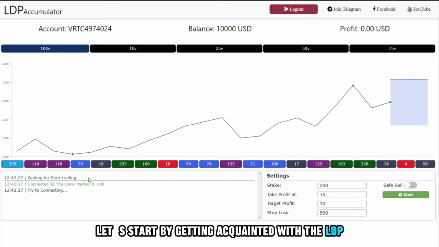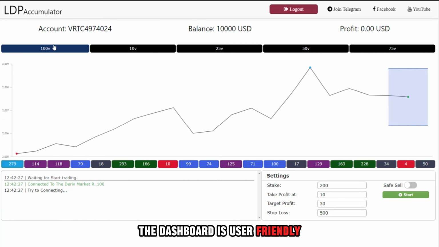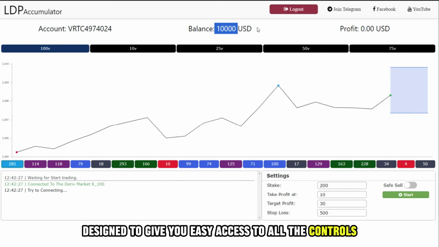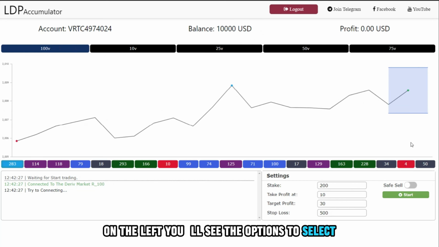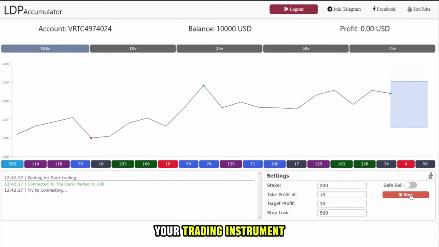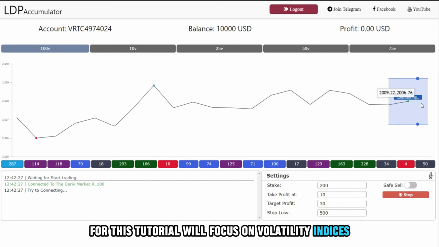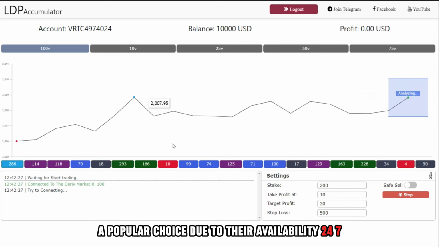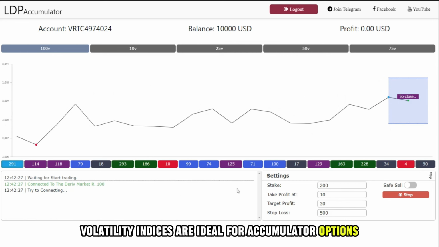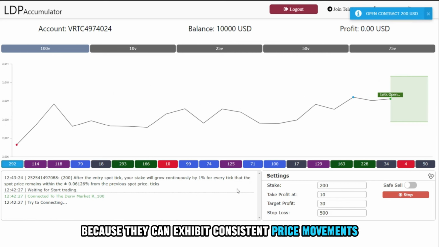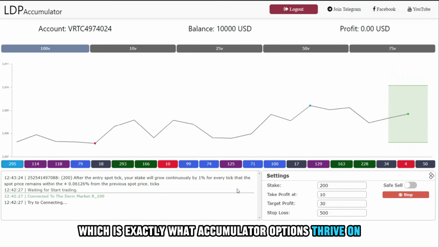Let's start by getting acquainted with the LDP Accumulator's interface. The dashboard is user-friendly, designed to give you easy access to all the controls you need to set up and monitor your trades. On the left, you'll see the options to select your trading instrument. For this tutorial, we'll focus on volatility indices, a popular choice due to their availability 24/7, even on weekends and holidays. Volatility indices are ideal for accumulator options because they can exhibit consistent price movements within a range, which is exactly what accumulator options thrive on.